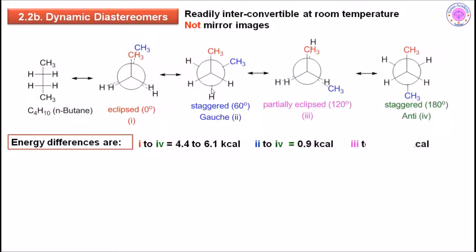Okay. Then if I take 3 and 4, this is eclipse. Obviously it is not stable. Staggered is stable. That is how the order of stability of these diastereomers is: 4 is more stable than 2, 2 is more stable than 3, and 1 is the least stable. Among all these compounds, which is least stable? This is least stable. This is very, very important, friends.